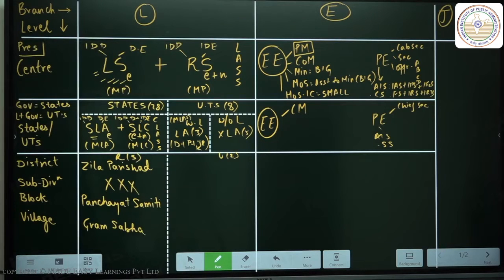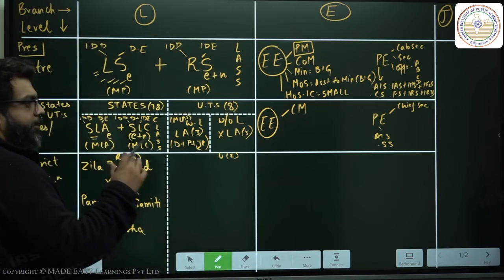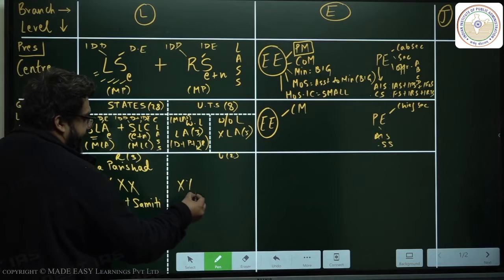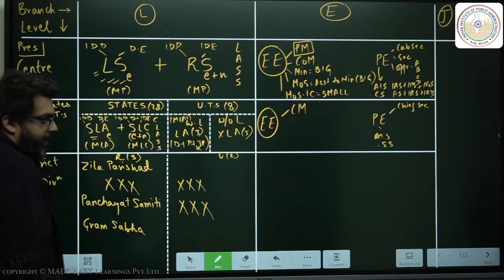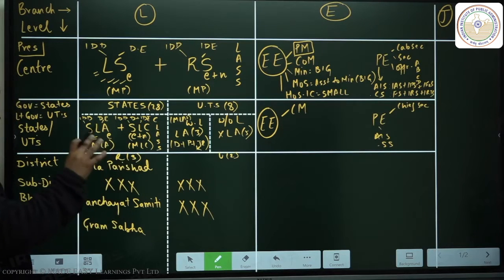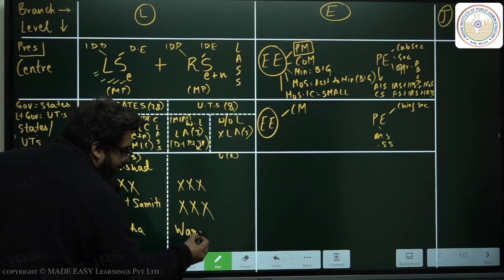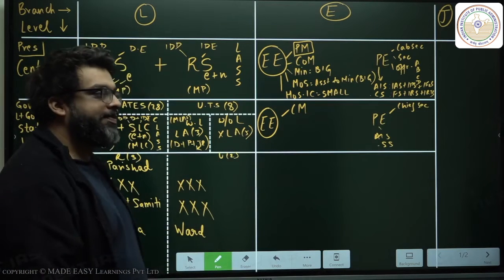Okay. Now, urban. In urban, you have a two-layer setup. There is going to be nothing at the subdivision level and there's going to be nothing at the block level. Okay, nothing at the subdivision level and therefore nothing also at the block level. Now, at the town level, at the smaller urban unit level, you will have something called a ward. शहर है तो अंग्रेजी नाम रखेंगे ना accent के साथ ward, ठीक है?